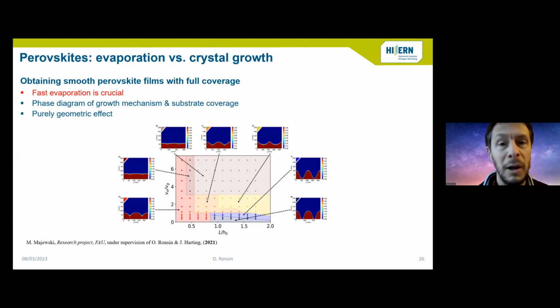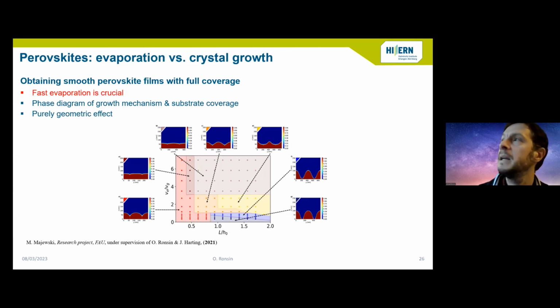So probably a lot of you in the audience know that it is a problem to obtain smooth perovskite films with full coverage in many situations. And you probably also know that fast evaporation is crucial. And we wanted to check if we can understand this with a quite simple model that we have developed.